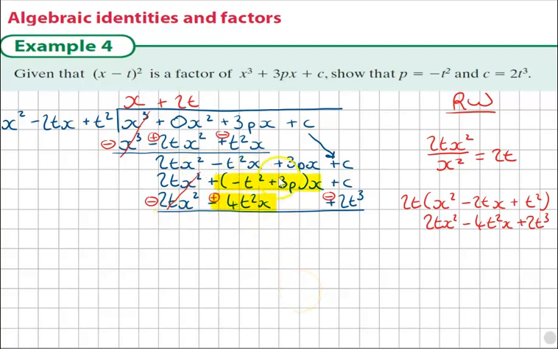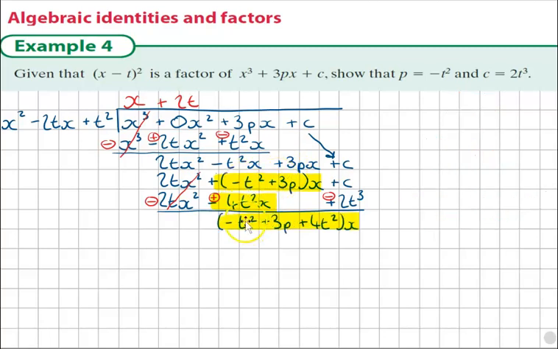So focusing just on these two x terms now. We're going to bring down the minus t squared. We're going to bring down the 3p. And we're going to bring down the plus 4t squared. And all of that has brackets around it with an x stuck on at the end. So that's our x term. We would consider this a single term. And now we're going to bring down our constants. So our constant is c minus 2t cubed. So we would consider this, everything you see here in blue here, to be our constant term. We would consider this to be one term.